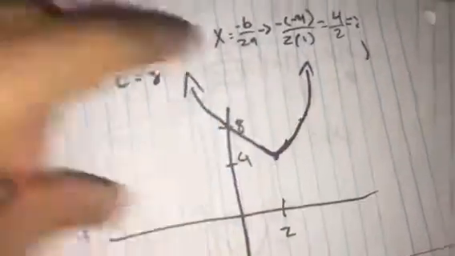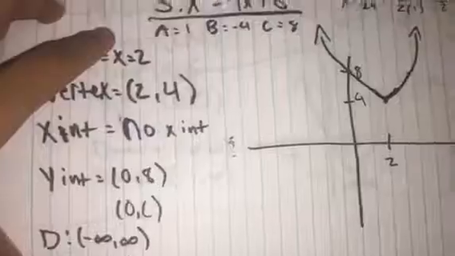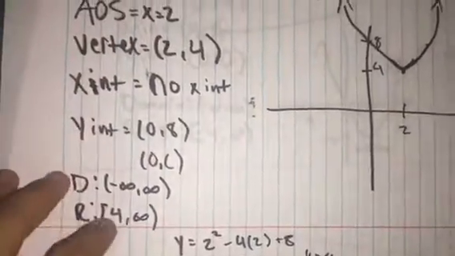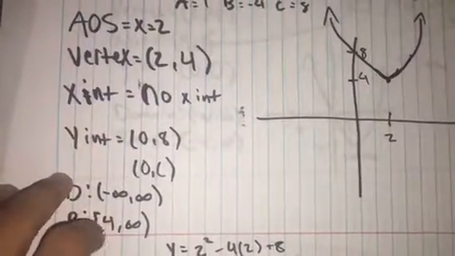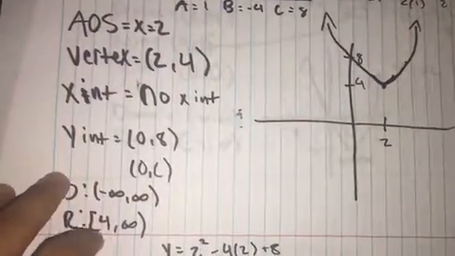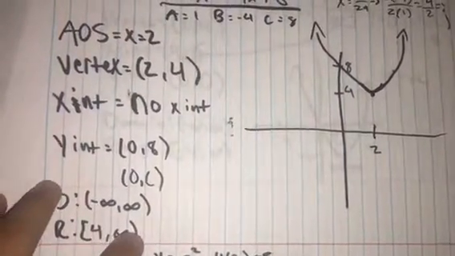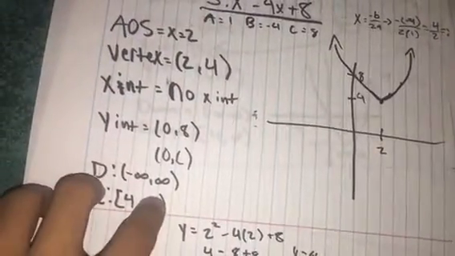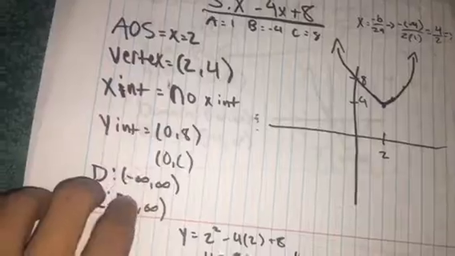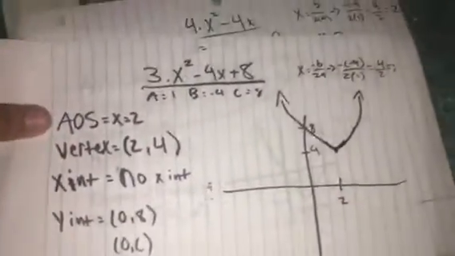Make sure it goes through 8. Your domain and range is the same as it's always been for domain: negative infinity to infinity. Range goes from bottom to top, so if it starts out at 4, you put the little bracket around it to make sure that's where it starts, and then it goes on to infinity. If it was going down, it would be the other way around. So we have this one.